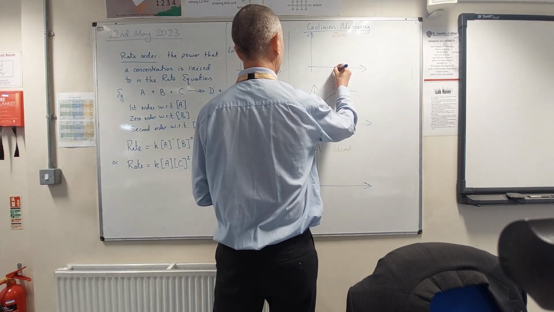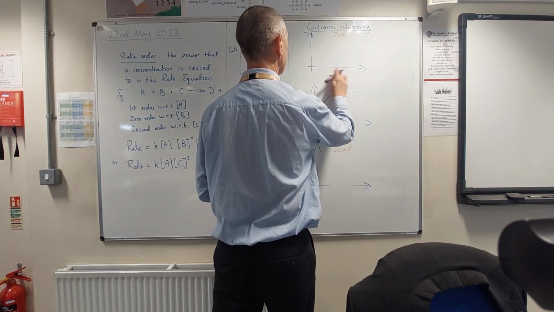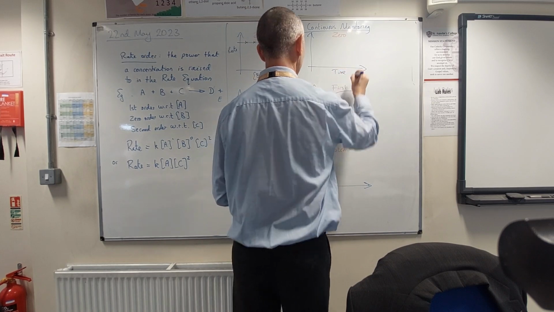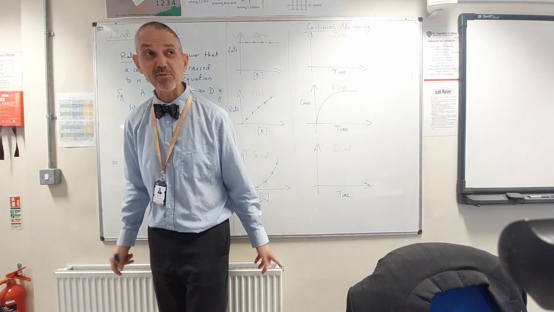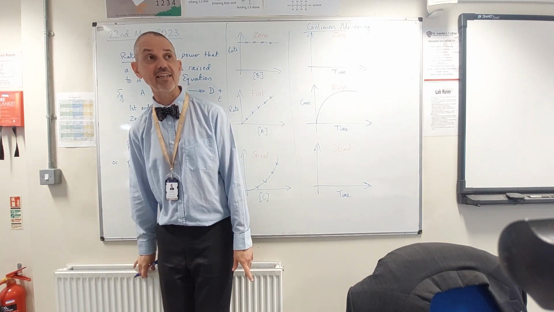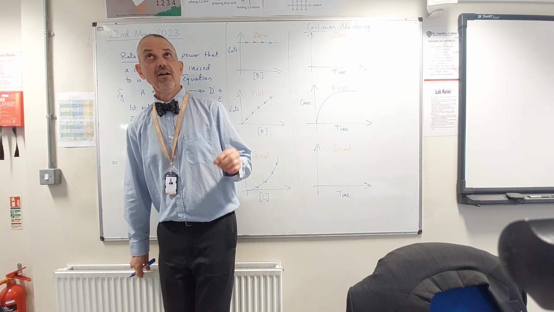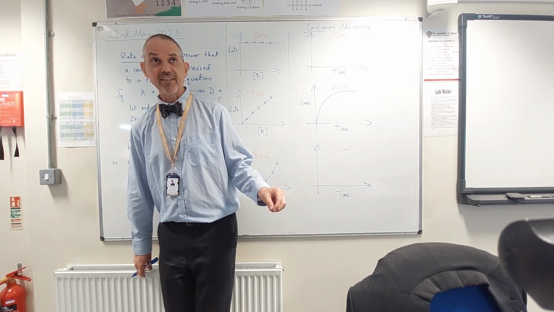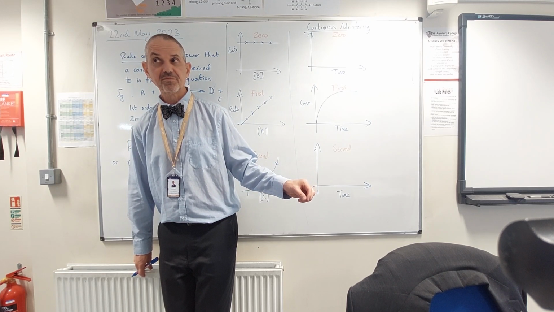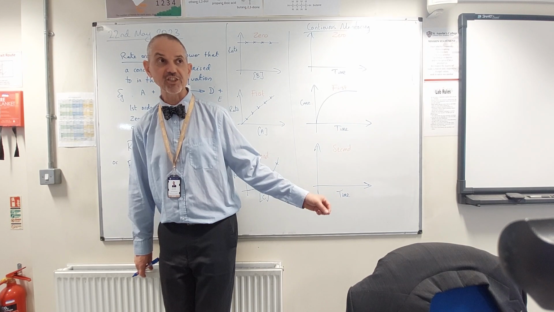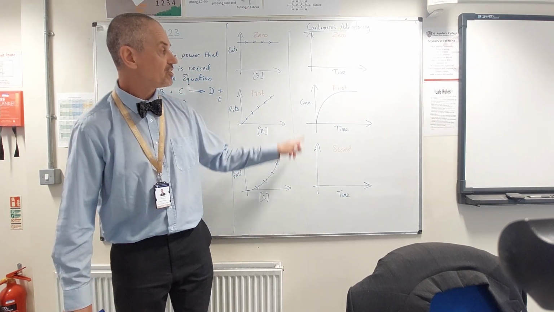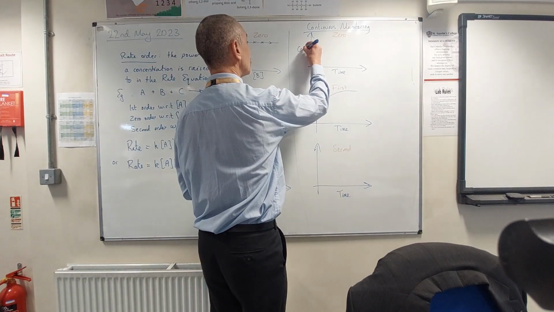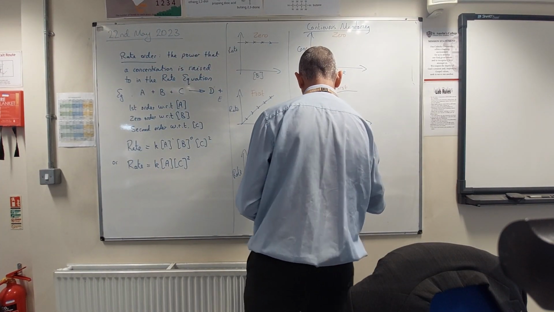What do we got here? No, sorry, these are all time, of course. They're all continuous monitoring. Now, I said at the beginning of the lesson that rate of reaction is change of concentration of a reactant or product over time. So that's why I'm putting concentration on the axis here.